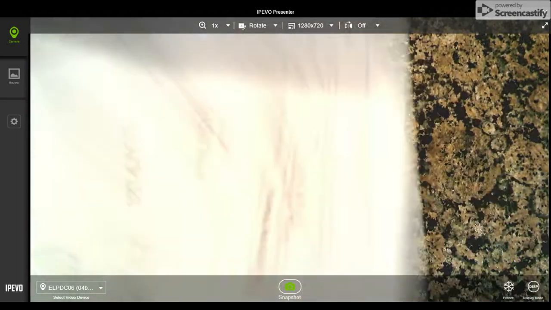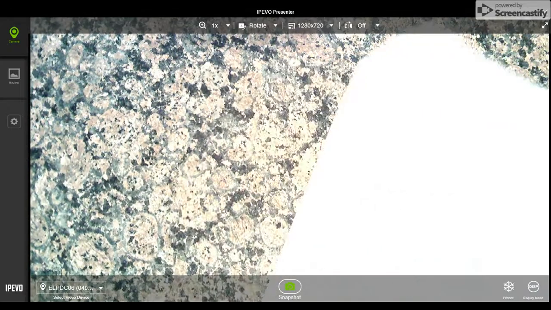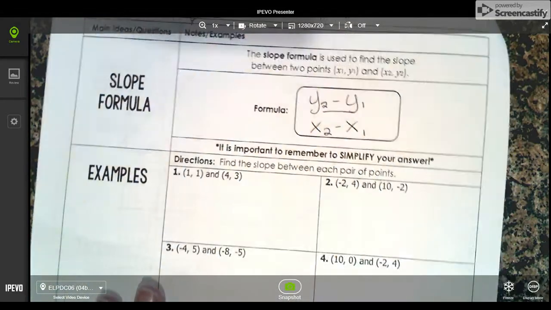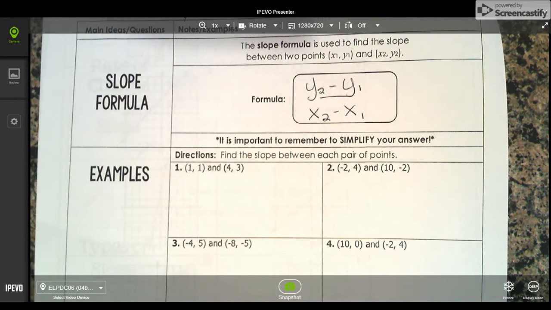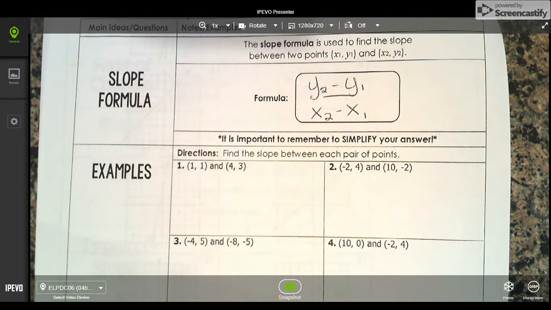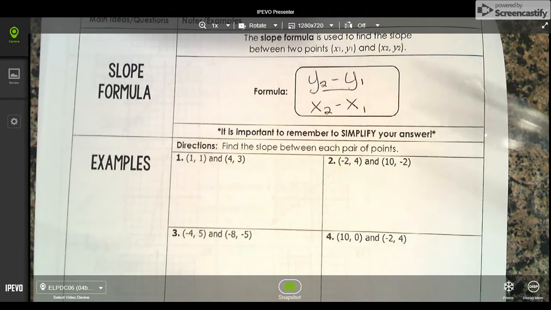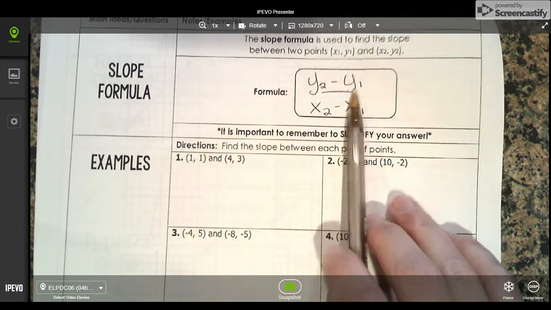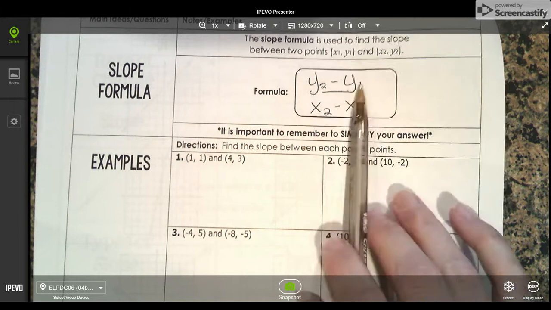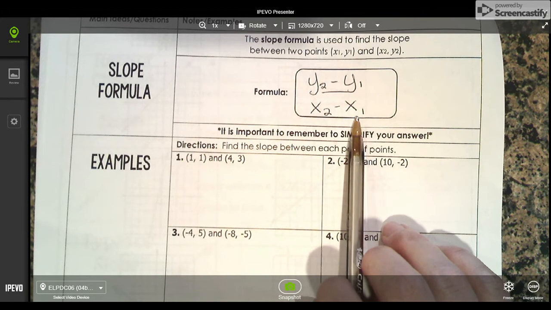All right, so turn to page 3. All right, so what if they don't give you a graph, but instead they give you 2 points? So here's the slope formula. You do always get the slope formula, so you don't have to memorize it. All you're doing is subtracting your y's for the numerator and then subtracting your x's for the denominator.